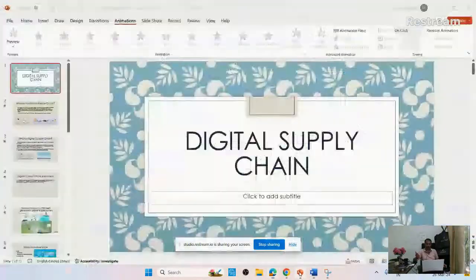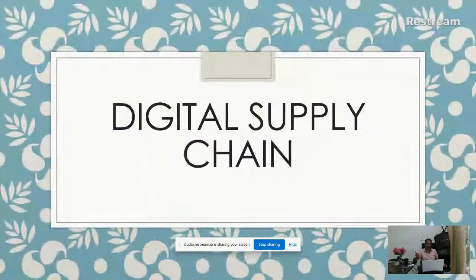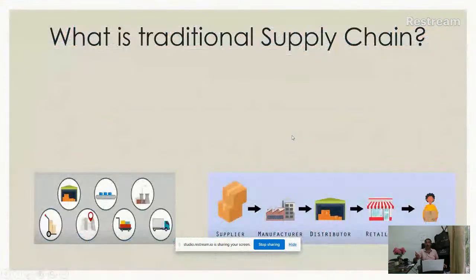In this aspect, I am trying to attach a screen. Allow me to attach a PPT so that we can start discussing. Briefly, I am going to give an overview of what digital supply chain is. Before that, let us understand what traditional supply chain is. Maybe here we are focusing on the B2B environment.